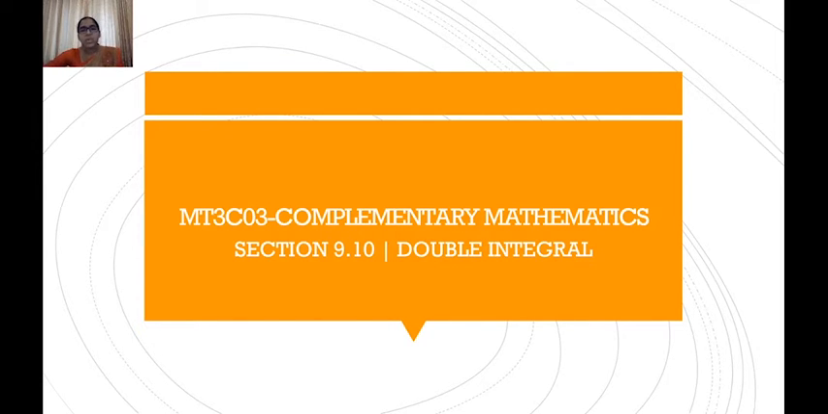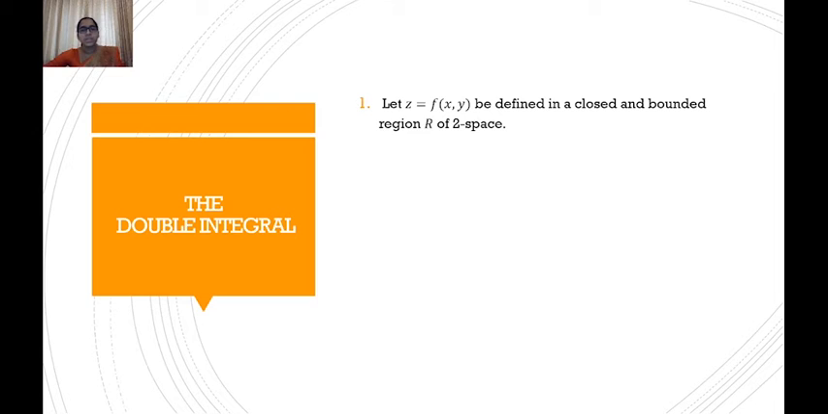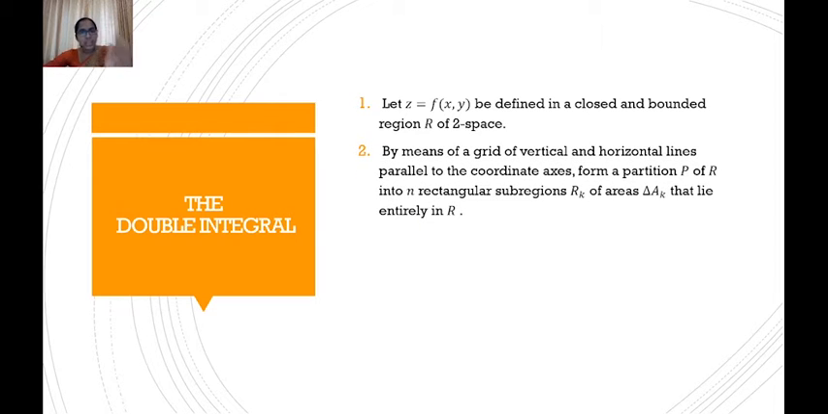Now we are moving on to the concept of double integral. For that, we will first consider the function z equals f of x, y, which is well defined in the given region R of 2-space. Instead of partitioning the interval, we are going to partition the region. We are considering the function which is defined in a region R.